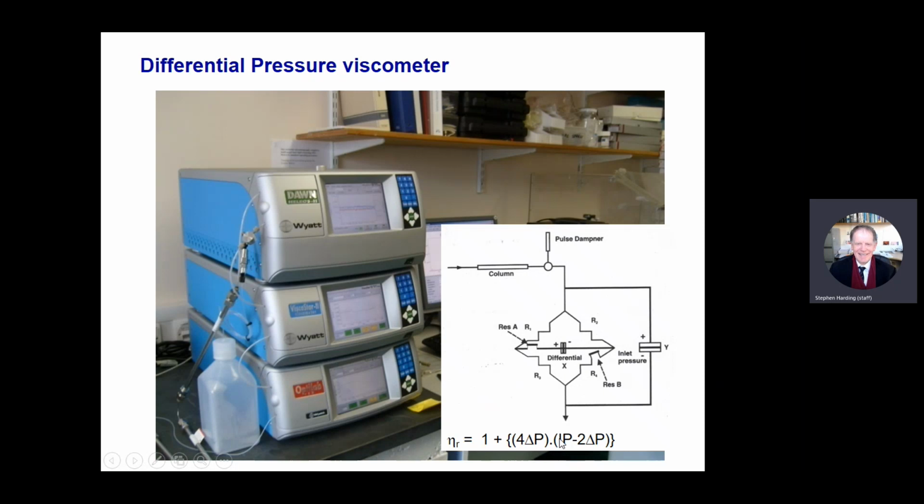IP is the inlet pressure. So from this formula here, you can get the relative viscosity in the same way you can get the relative viscosity from the flow times in the standard Ostwald viscometer setup we talked about last time. So it's a clever way of measuring viscosities automatically, coupled from the outflow from an SEC column.